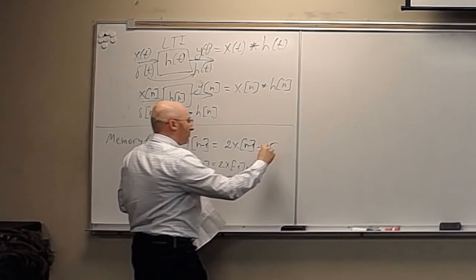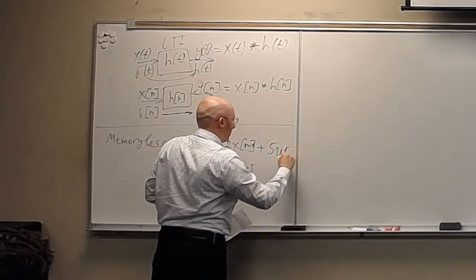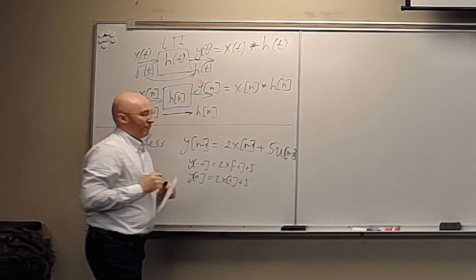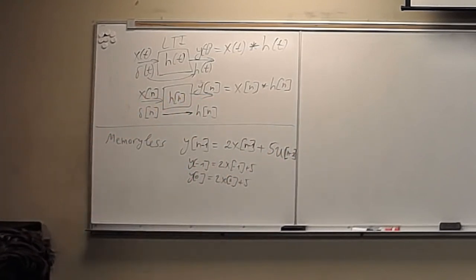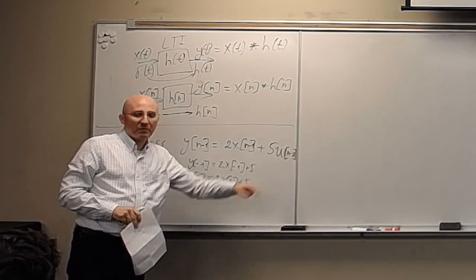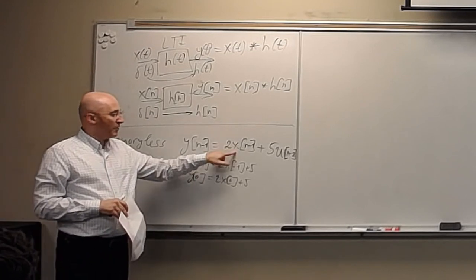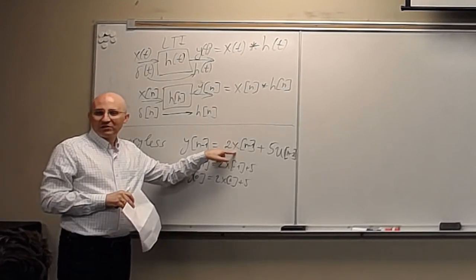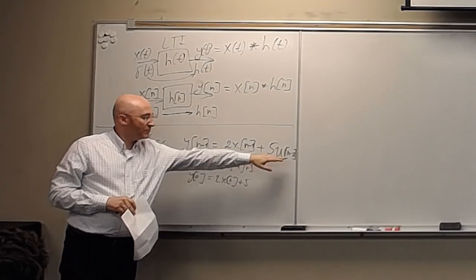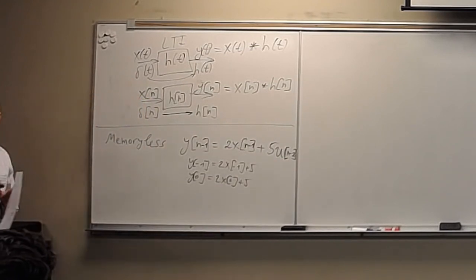How about putting here u of n minus 2? Is it still memoryless or not? Yes. Why? Because we know the step function values, and it's just a shifted step function. Its values are not going to change as a function of n minus 2 or whatever. It's constant, just a given number. So it's not affecting the x of time. It doesn't matter which time you put here. This one will not affect it. Any questions?